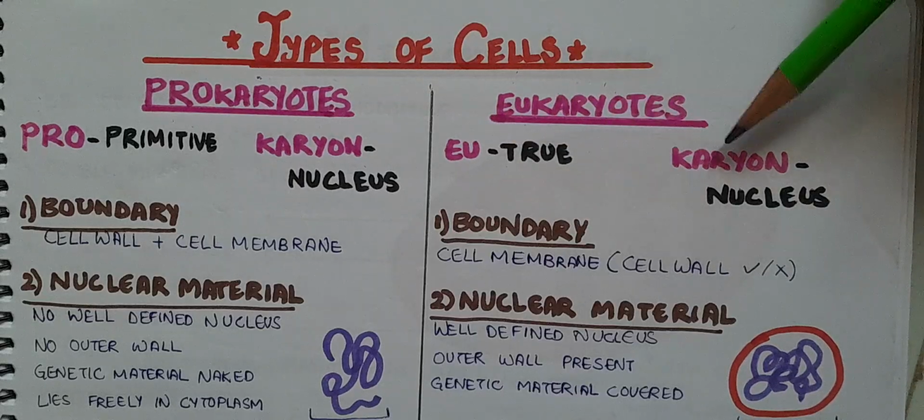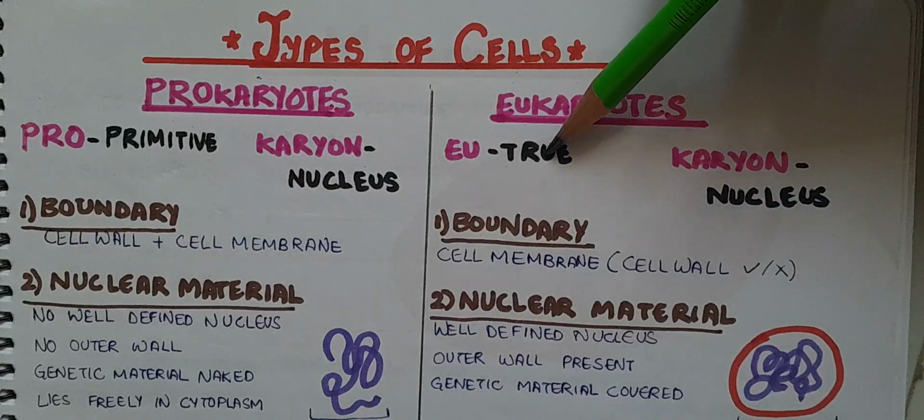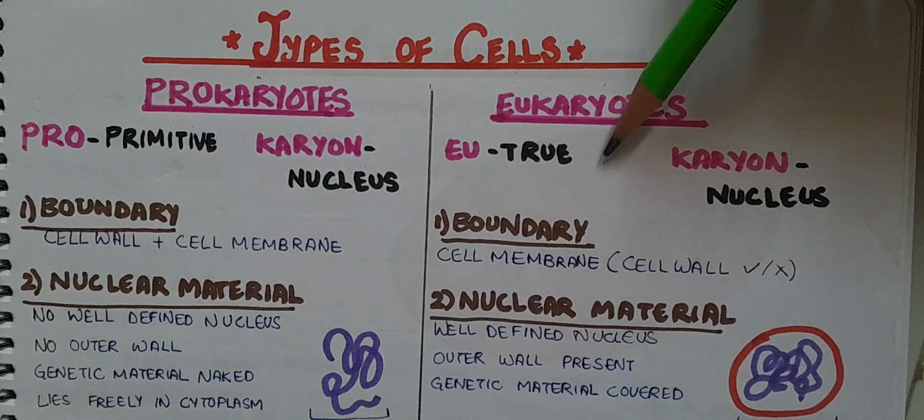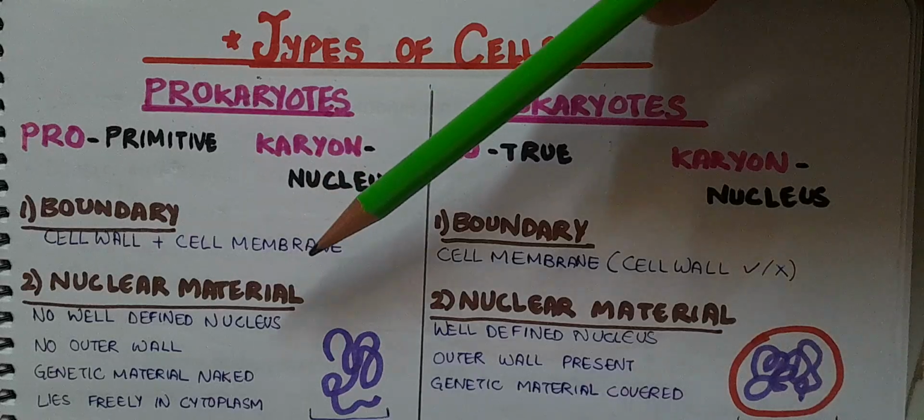Eu means true and karyon means nucleus. Organisms that have a true nucleus are called as eukaryotes. This is the basic definition. Let us talk about the difference now.